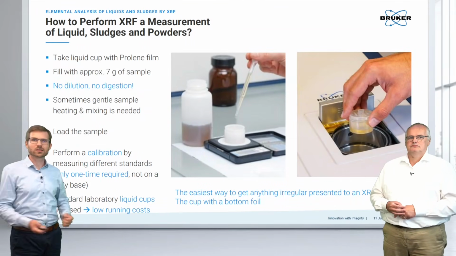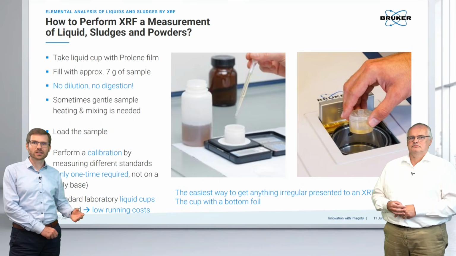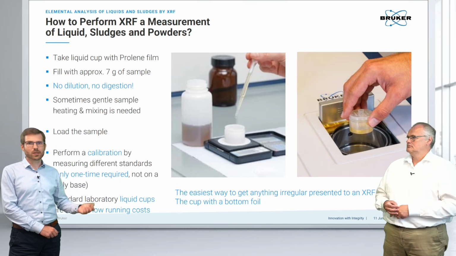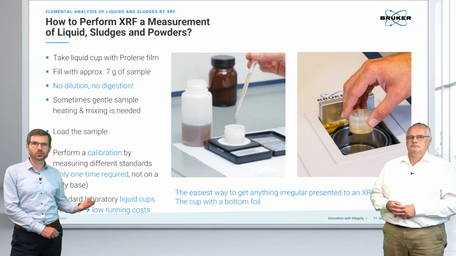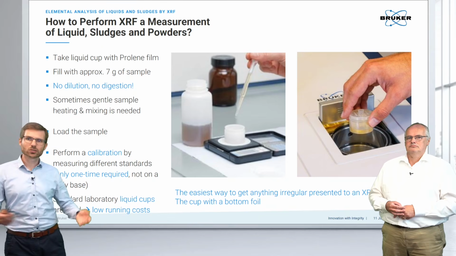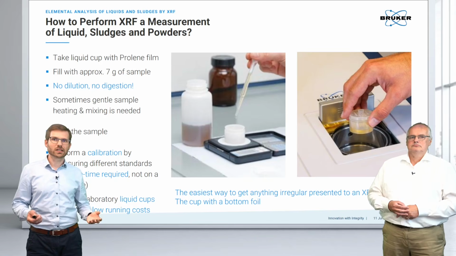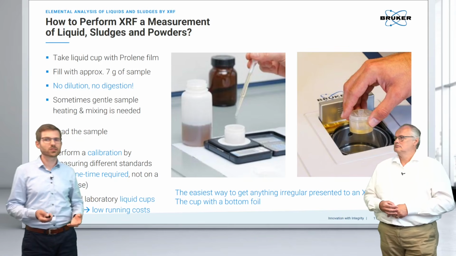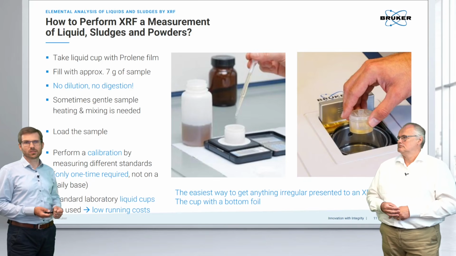But now how about loading a sample that is more liquid, easily in a cup? That is shown on this slide. So you can pipette or spoon it into a liquid cup as shown in the central picture here. Typically you use something like 5 to 10 grams of sample. You don't need any dilution. You might need some stirring and mixing. We'll come to that a little bit later. And then you simply can load the sample into the device.